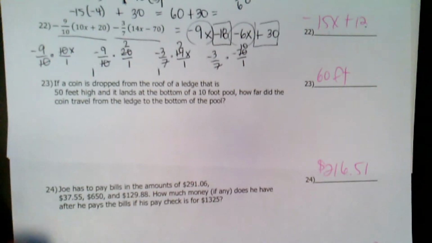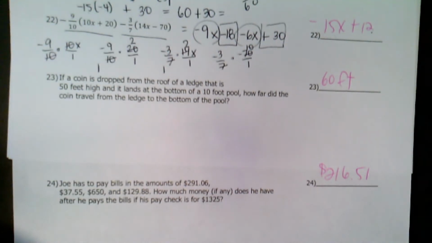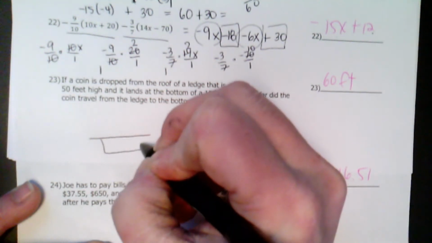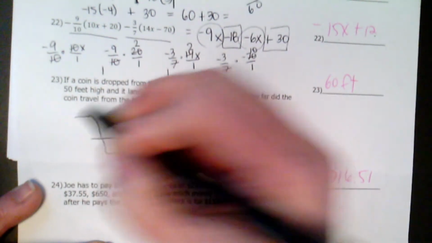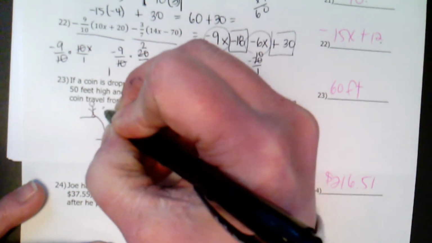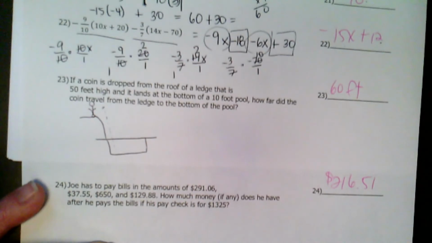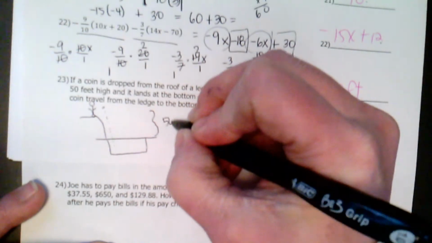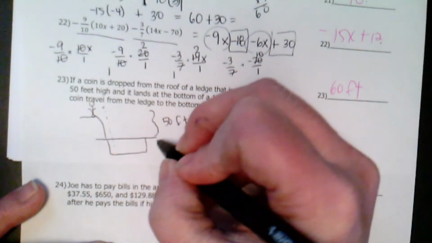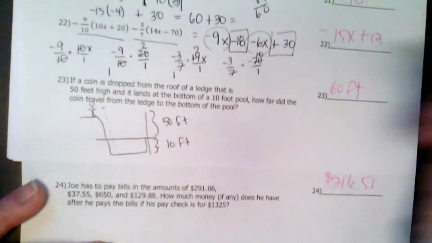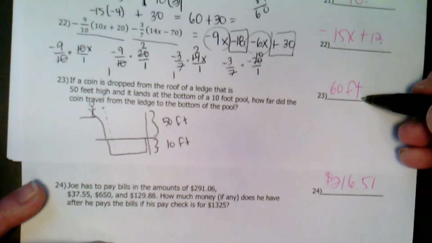Number 23, if a coin is dropped from the ledge of a 50-foot high roof and lands on the bottom of a 10-foot pool, how far did the coin travel from the ledge to the bottom of the pool? So a picture helps on these. So here is our pool, and here's our ledge. So if we're standing up here, and we're going to drop a coin, and it's going to go all the way down to the bottom. So we know that from here to here, it tells us that we're at 50 feet. And then it tells us from here to here is 10 feet. So if we're going the whole distance, we're at 60 feet.